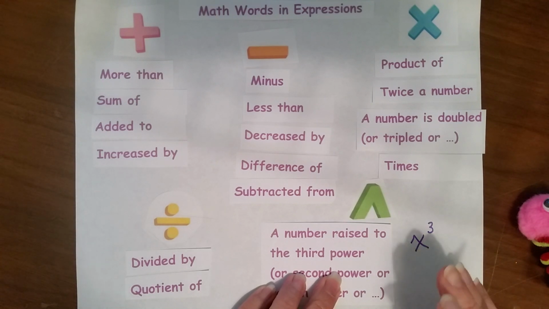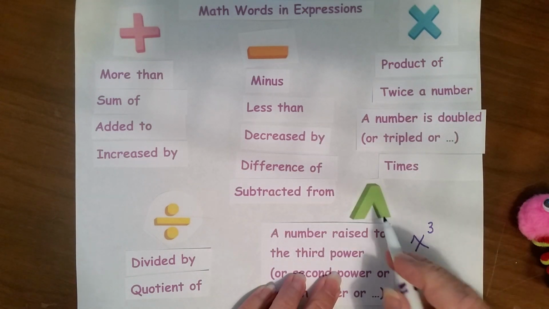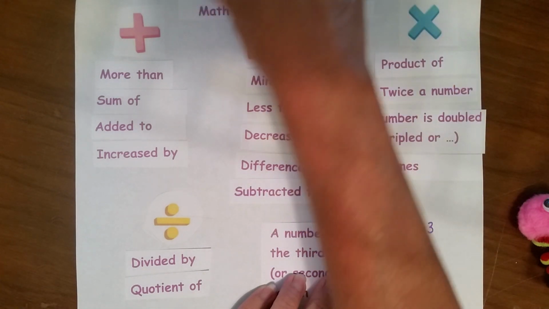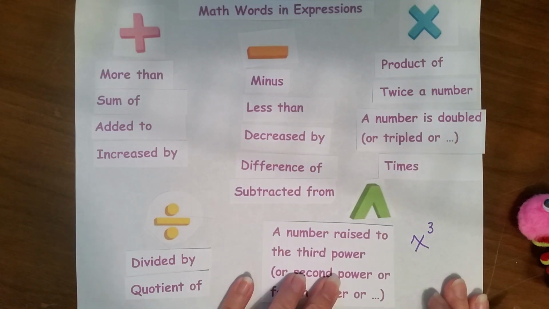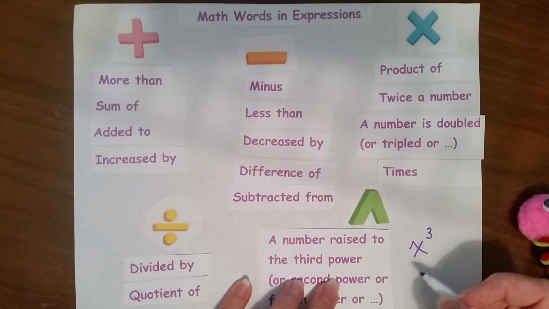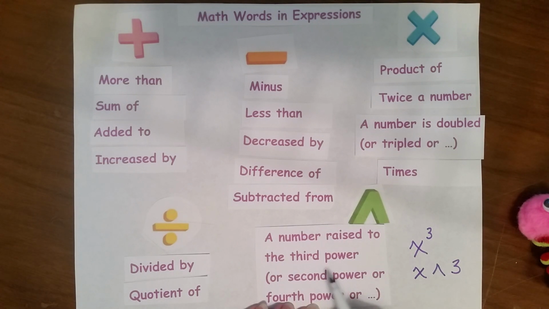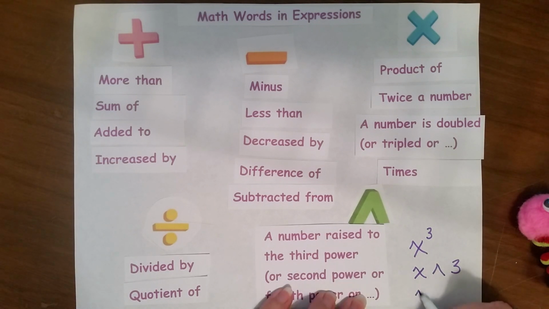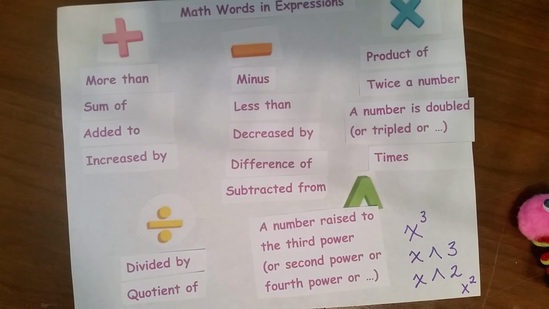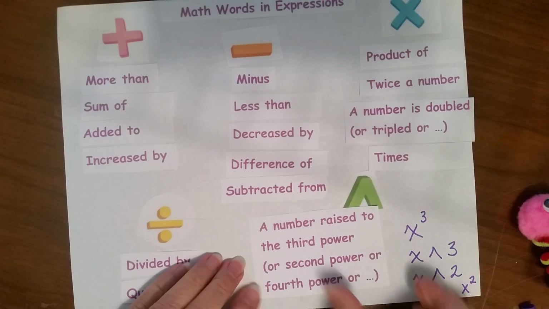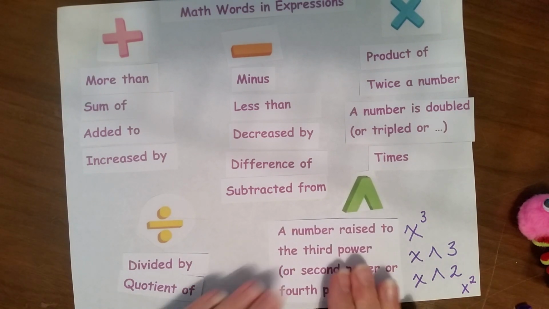And a lot of times on Delta Math, what you're going to use is the caret symbol, and the caret symbol is on your keyboard above the number 6. So when you put this in Delta Math, you're going to put x caret 3. Okay, that would be to the third power. To the second power would be x caret 2, which is also written as x squared, like that. Okay, so that's a number raised to a power. We use the caret symbol for that.